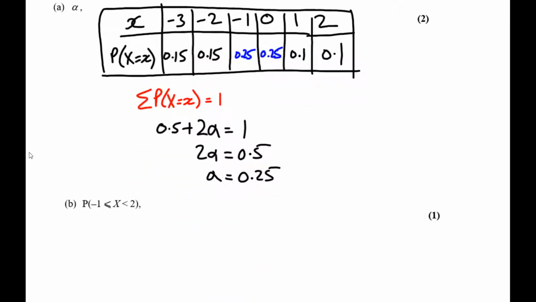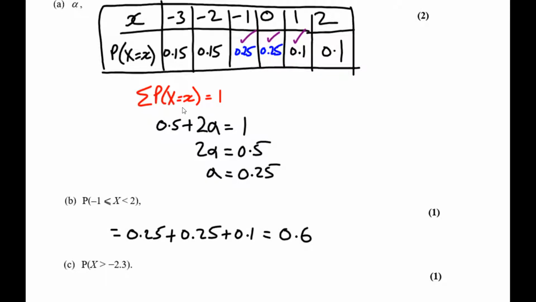Next we're asked to find the probability that x is between -1 and 2, inclusive of -1. So which of these probabilities do we want to include? Starting at -1, I want to include that. I want to include the probability of 0. And I want to include the probability of 1. I do not want to include the probability of 2. So the answer is 0.25, another 0.25, and 0.1, which is 0.6.